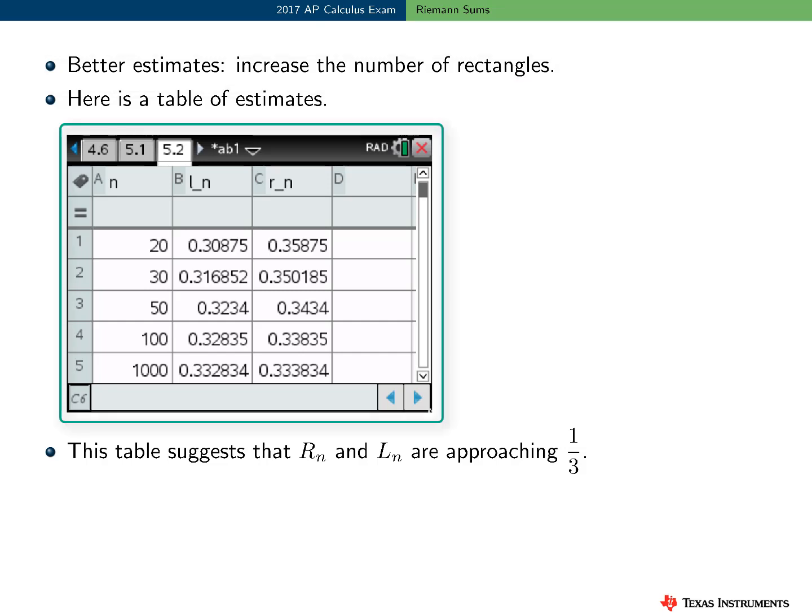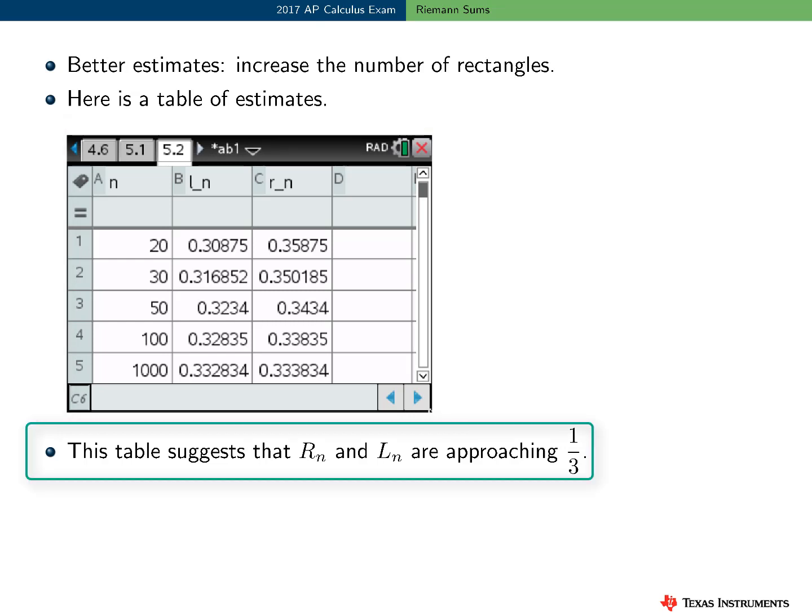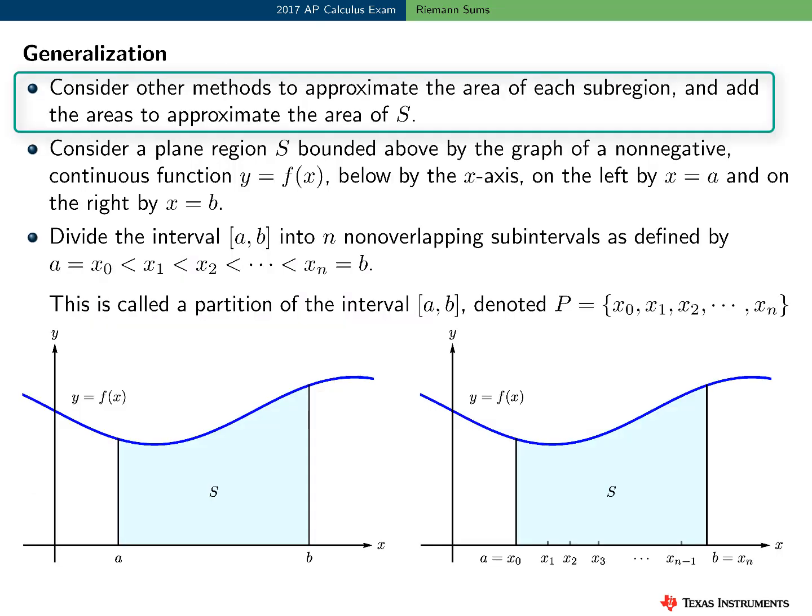I used the TI-Nspire to create a table of estimates. If you stare at that table long enough, it seems to suggest that both R sub n and L sub n are approaching 1/3. There are certainly lots of other methods that we could use to approximate the area of each of these subregions, and then we could add those areas to approximate the area of S. However, let's consider some generalizations of the 2 models that I used in the previous example, and 2 additional approximating sums.